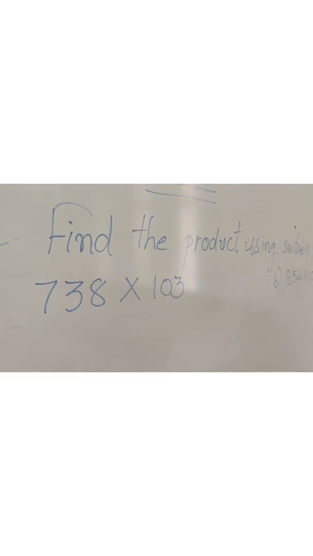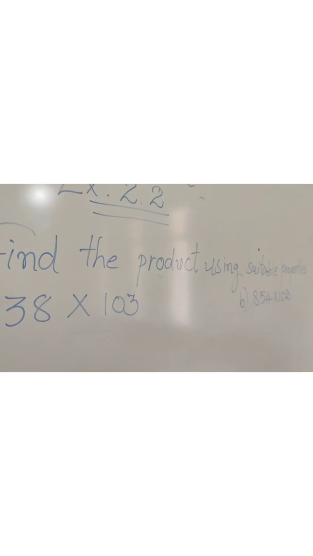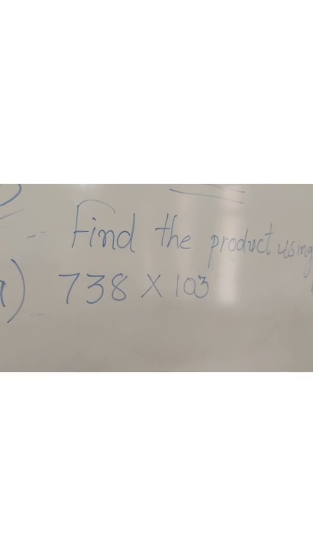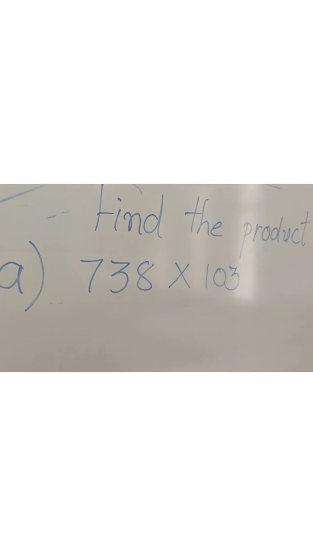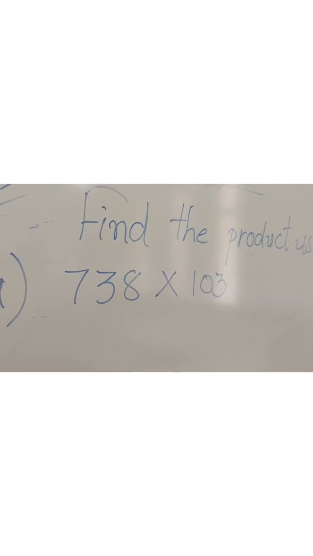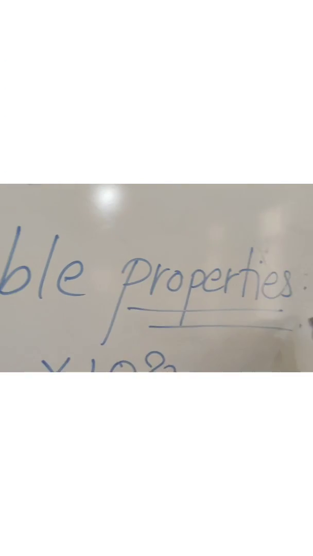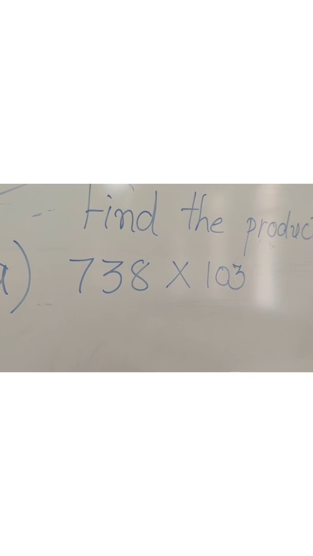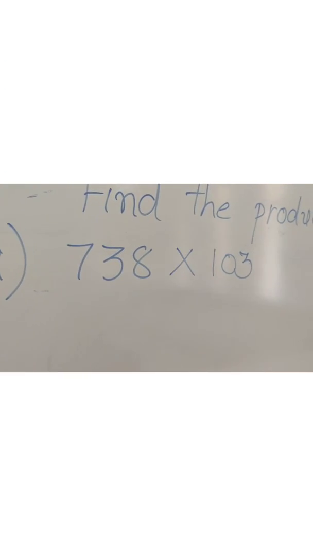And the question is, find the product using suitable properties. Please read the question carefully. Many of the students simply multiply these two numbers and write the answer. Though your answer will be correct, you will not get marks, because here they have specified that you have to use the properties. So you must use the properties over here, then only you will get the marks.